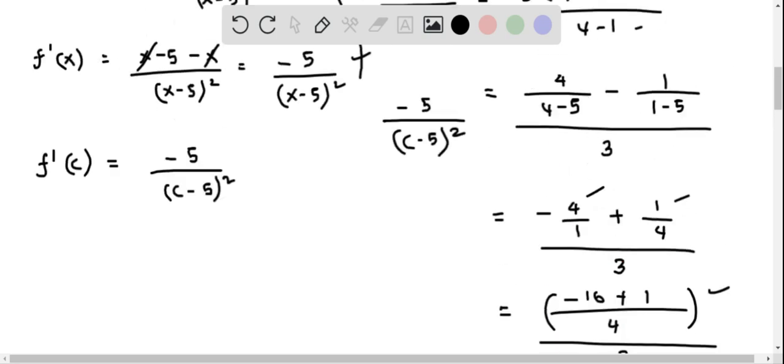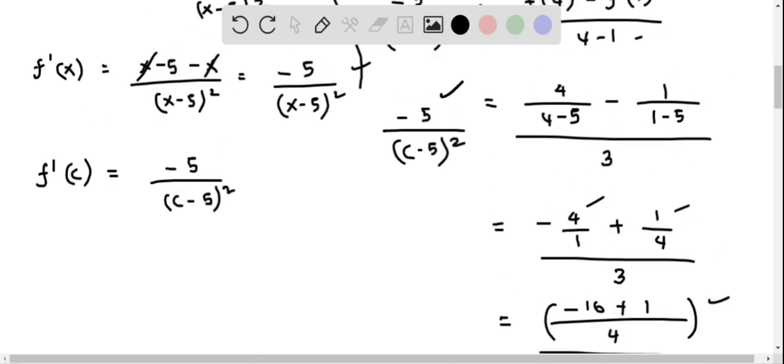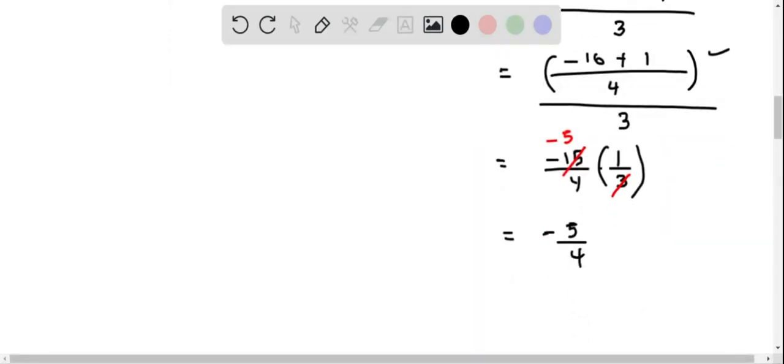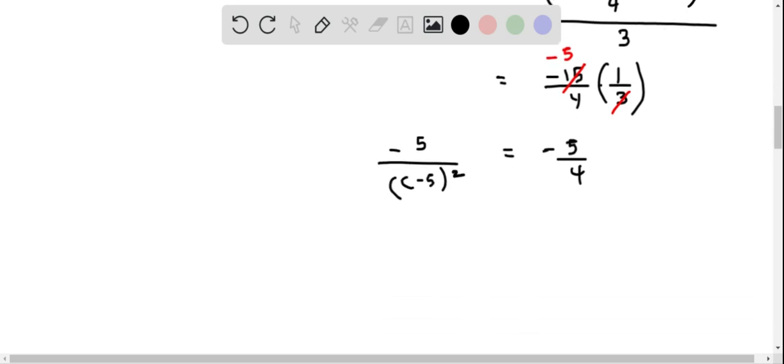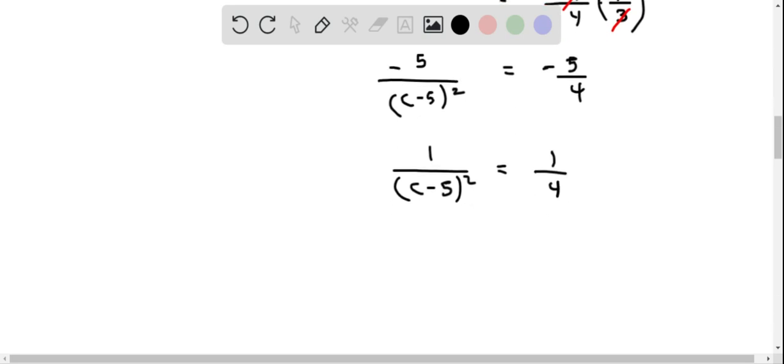And so on the left side we have negative 5 divided by c minus 5 quantity square. We'll write down here negative 5 divided by c minus 5 quantity square. We divide both sides by negative 5, and when we do that, we will get 1 by c minus 5 quantity square, and on the right side this equals 1 by 4. And so we can cross multiply and solve for c minus 5 quantity square, and this gives c minus 5 quantity square equals 4. We now take a square root on both sides.